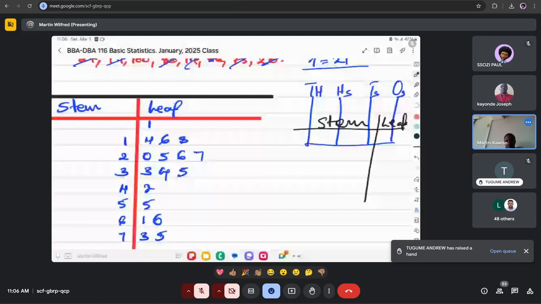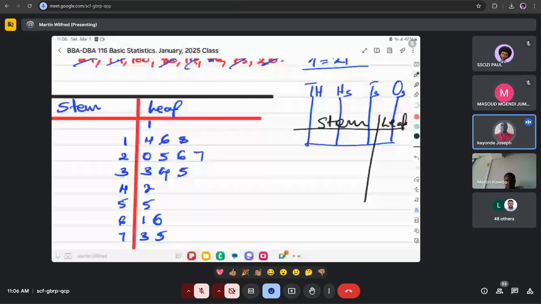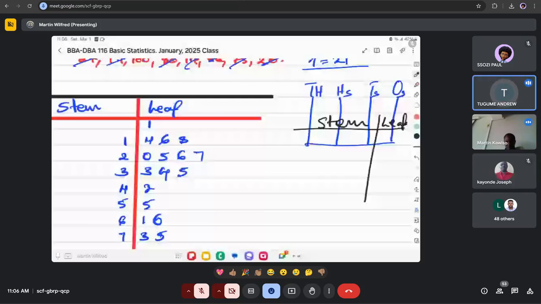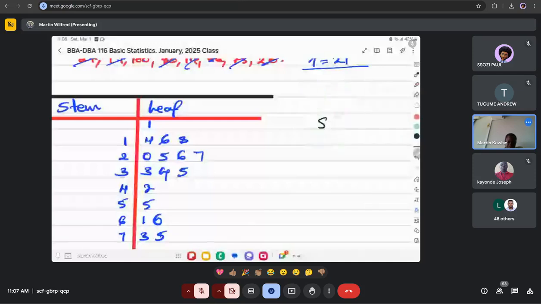Yes, Andrew. I was asking, what do you do if you have two numbers repeating themselves? How do you represent them? Those are two different values, so they are recorded differently. Just like in a class, you can score the same mark, so we only record one mark for one student. How do you record them on the stem and leaf table?